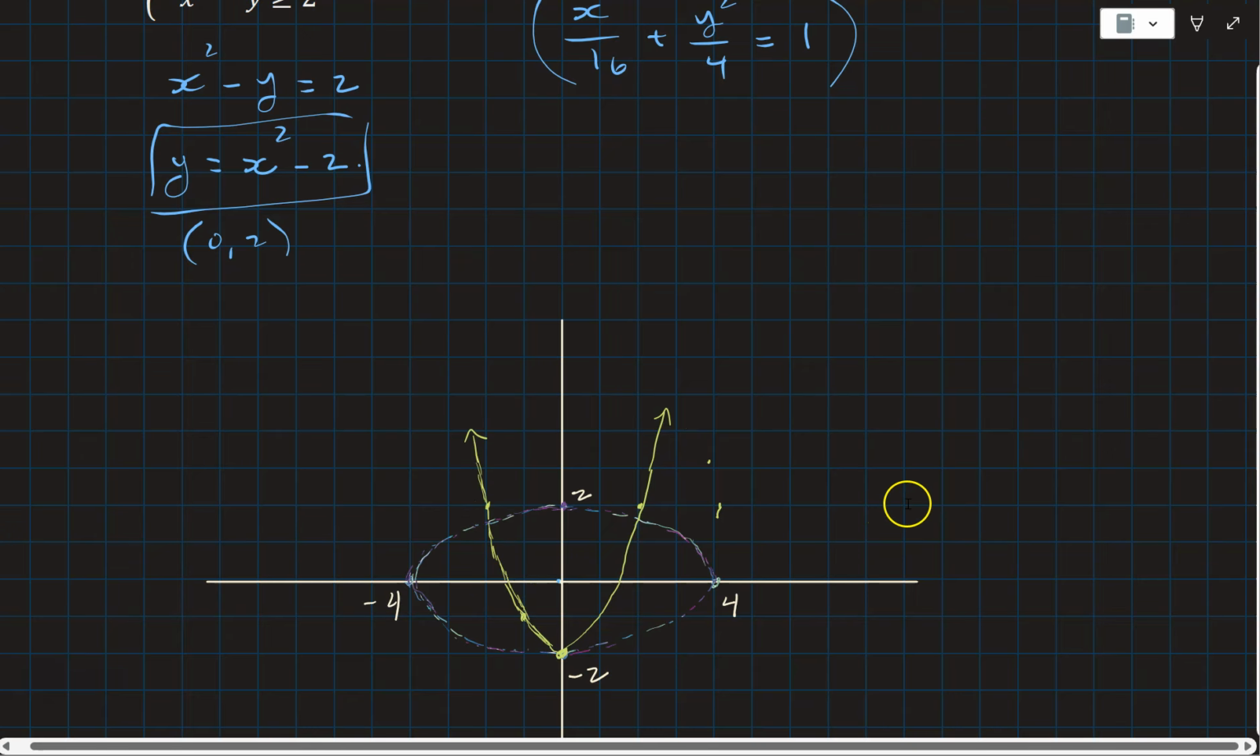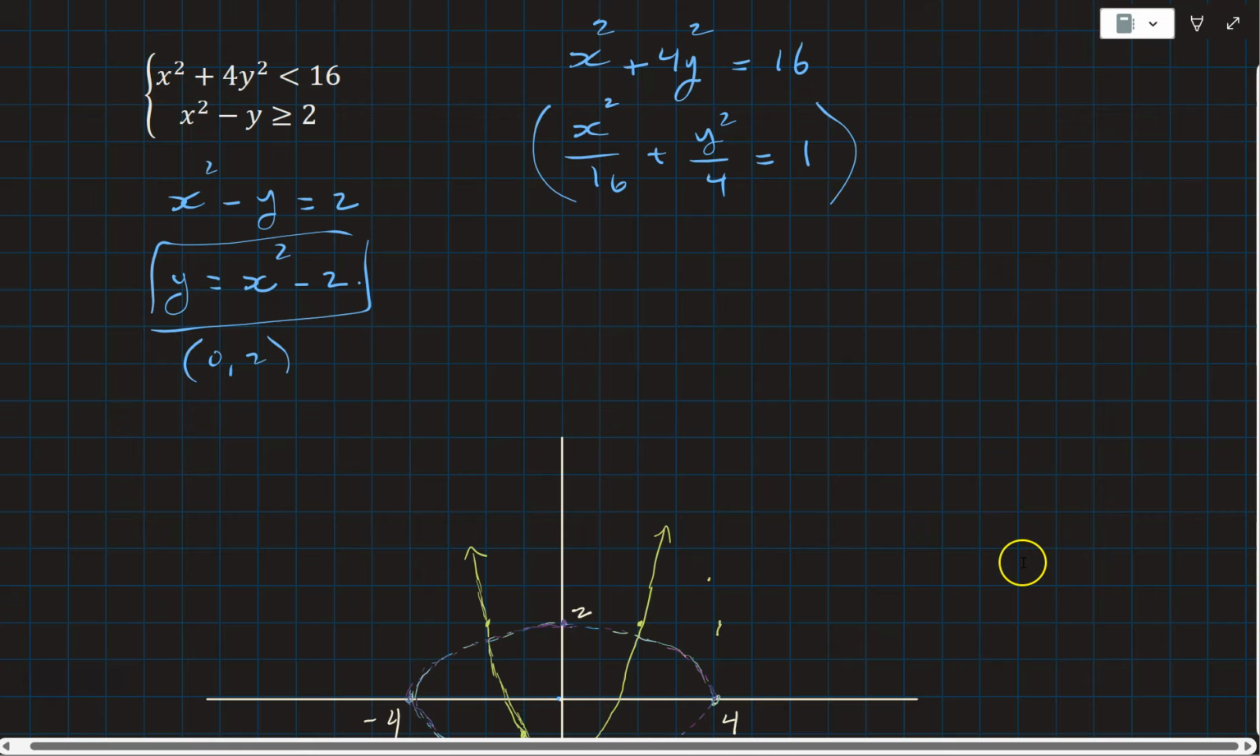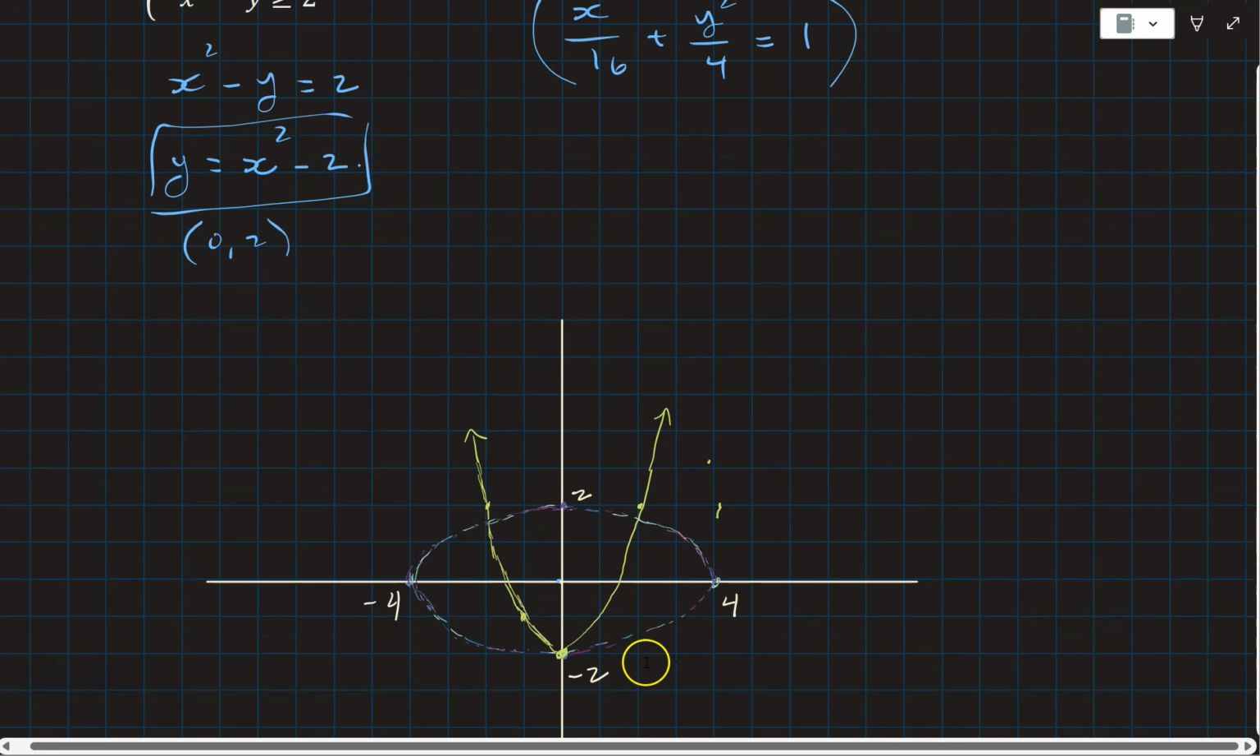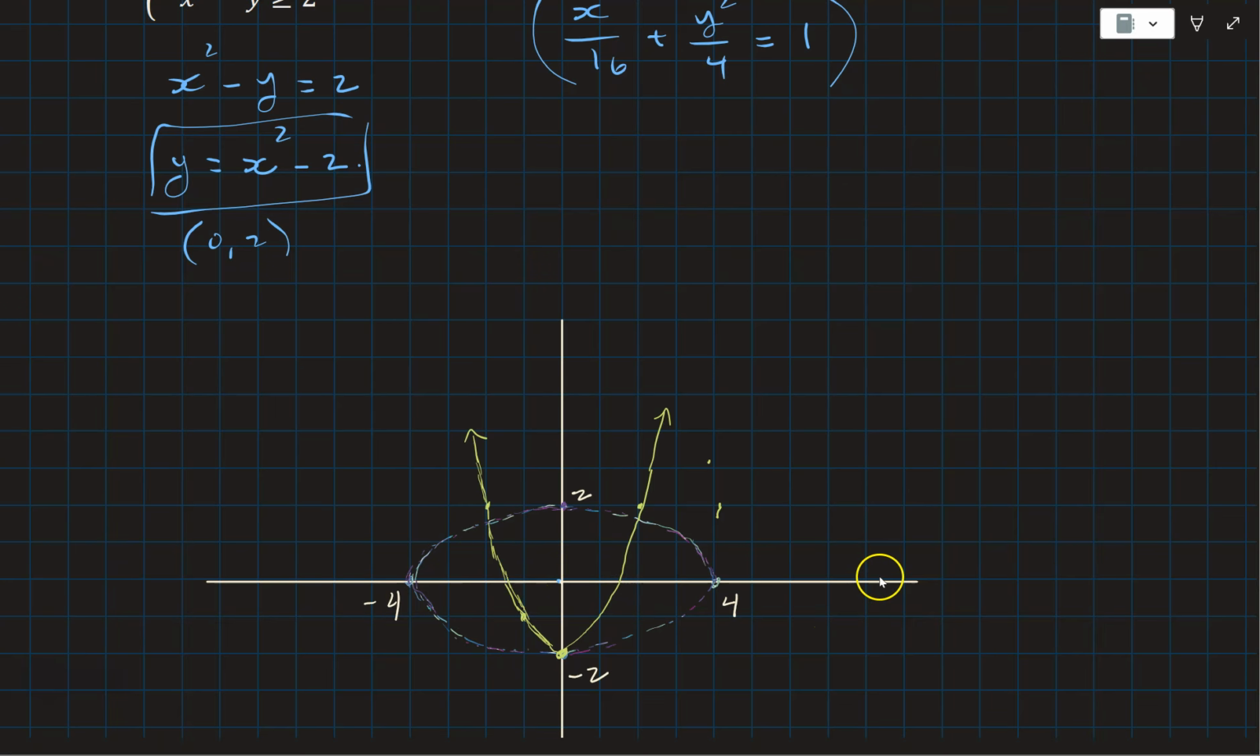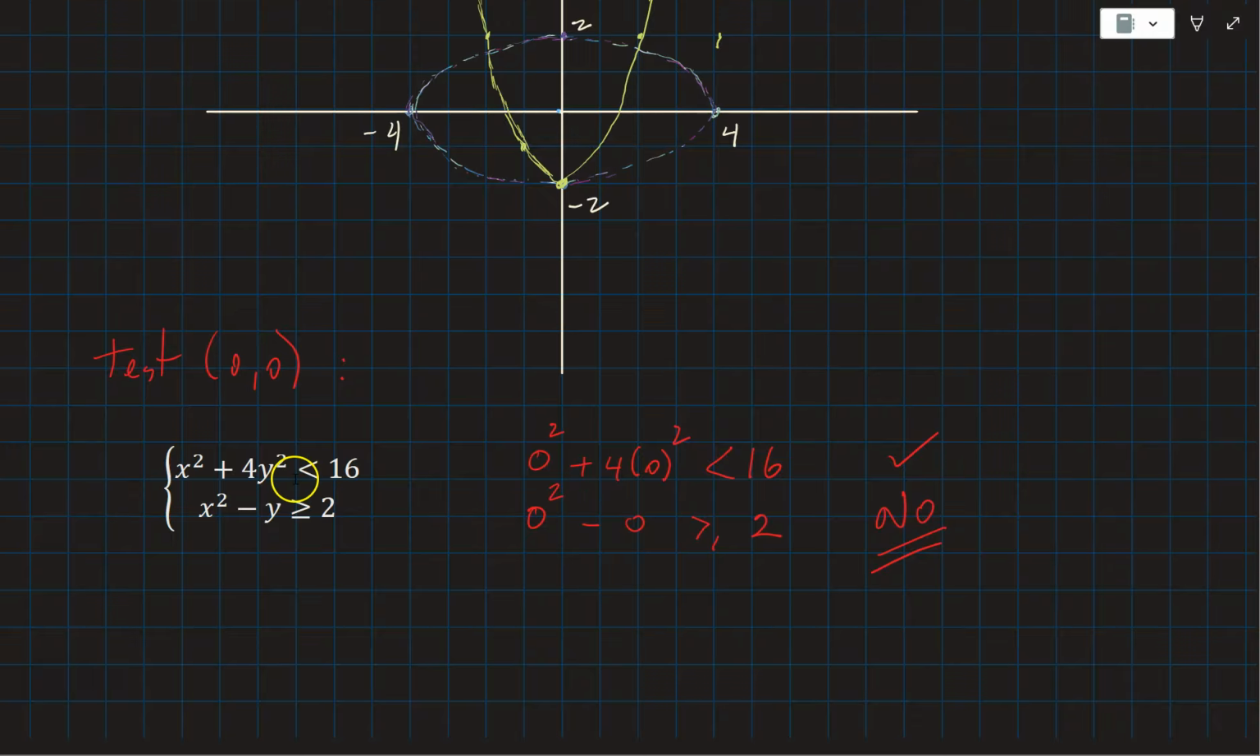Now, based on that, we're going to do a test point. If the test point works, then we shade that region. If it doesn't, we have to shade the outer region within the boundary. So what test point would be the easiest? Well, (0, 0). Let's do that. Here is the test point. I plugged it in for the first, the ellipse inequality, and we get yes, it is true. But for the second, look at what happened when I plugged in 0 squared minus 0. Well, 0 is not greater than 2, so that's no.